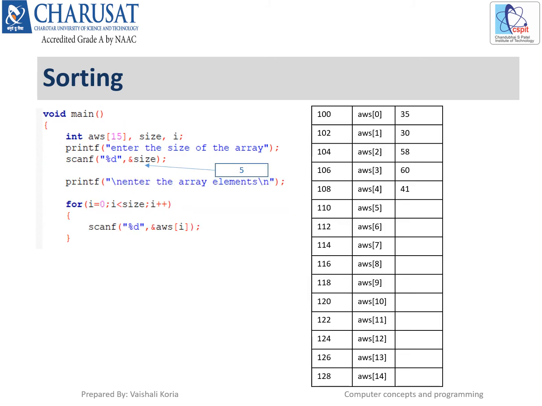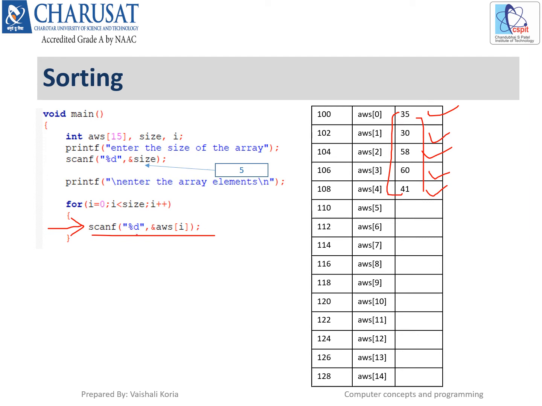Now suppose the user has entered 5 in place of this size. So in total, 5 values we want to enter. Obviously, if we want to take the value at runtime, we have to use the scanf. And we want to take 5 values, so scanf should be executed 5 times. That's why it has been written inside the for loop.